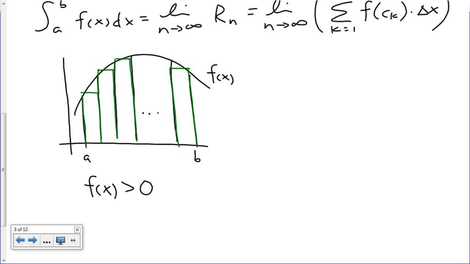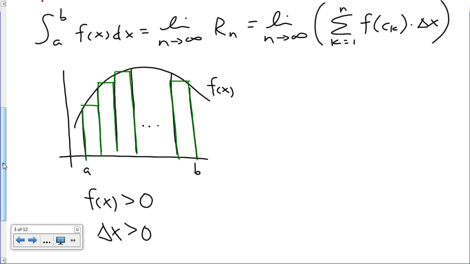And you can also see, since I'm integrating from a to b, when I calculate delta x, when I take b minus a divided by n, delta x is going to be greater than 0. So in other words, I have two positive numbers here that I'm multiplying together. My function values are positive and my delta x values are positive. And so because of that fact, it turns out that the sum is going to be a positive result. When I multiply these two positive numbers, I get a positive result.